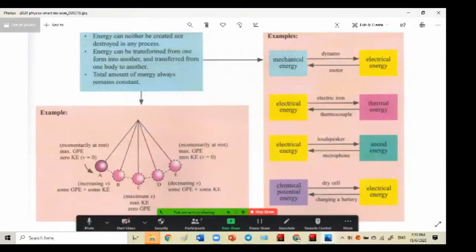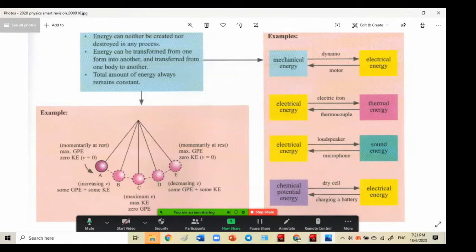So mechanical energy, like anything to do with machines, like the dynamo, will be converted to electrical energy. And electrical energy, like from an electric iron, will give you thermal energy.